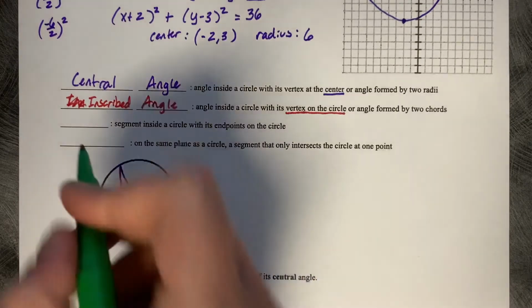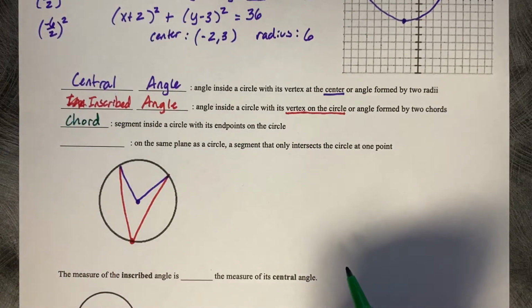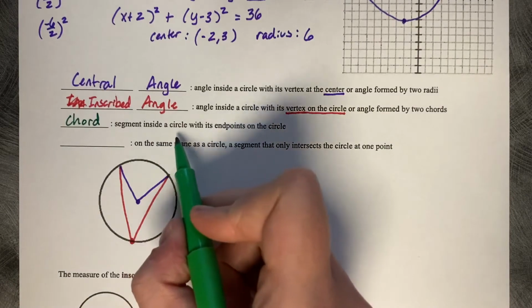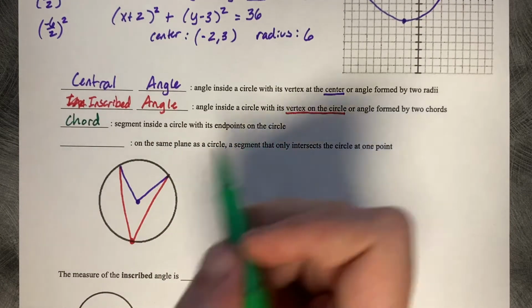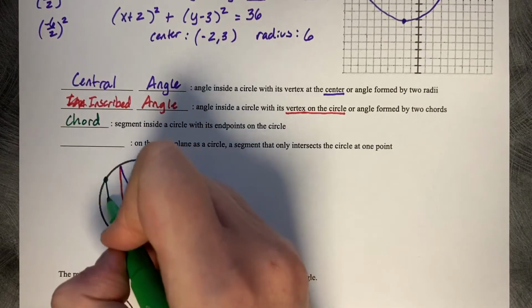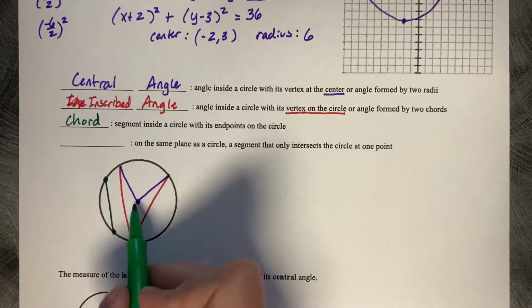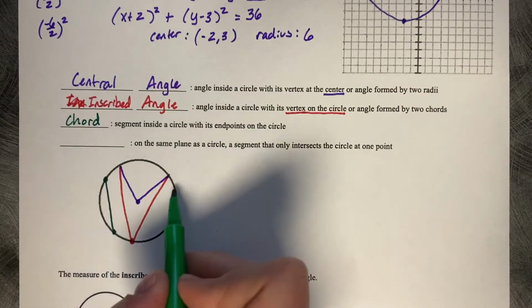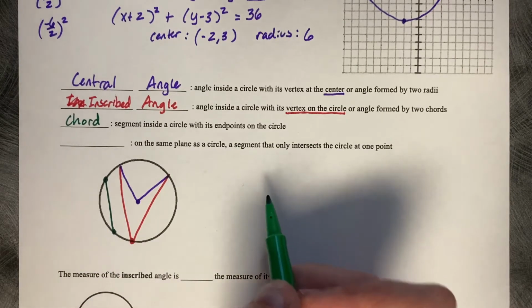So what is a chord? I hear kids want to pronounce that chord. It's not a chord, it's a chord. You don't pronounce the H. It's a segment inside of a circle with its endpoints on the circle. So for example, a chord could be that. It can go across. Even a diameter can be a chord. A diameter is a special chord. It's one that goes through the center.